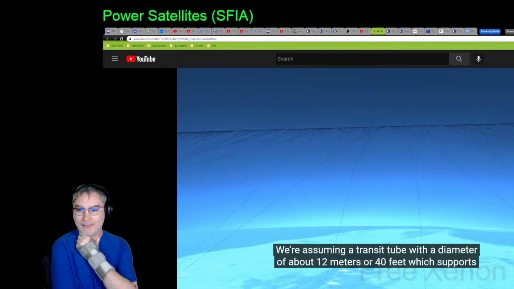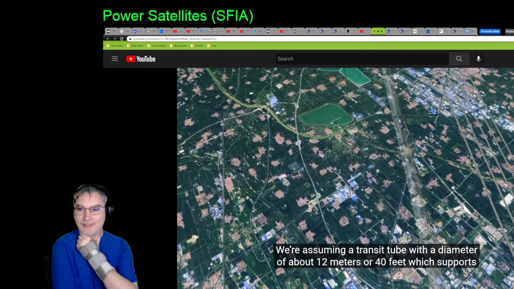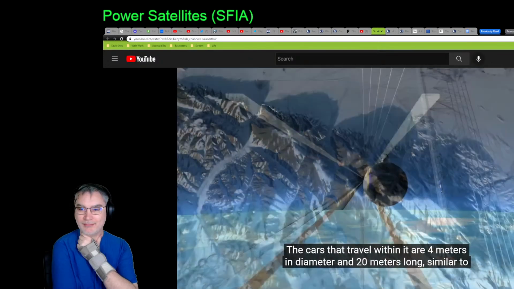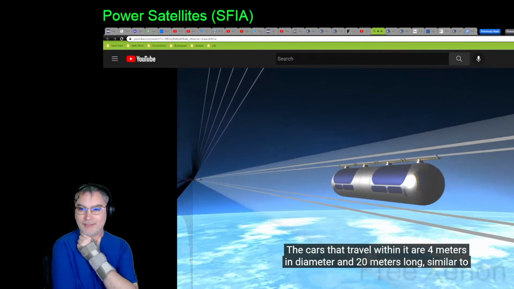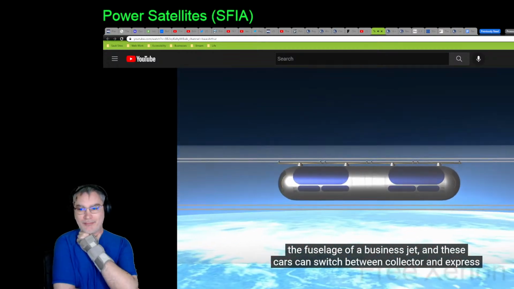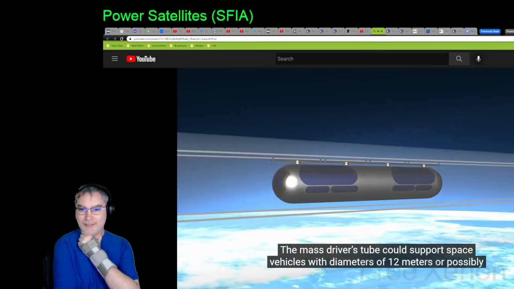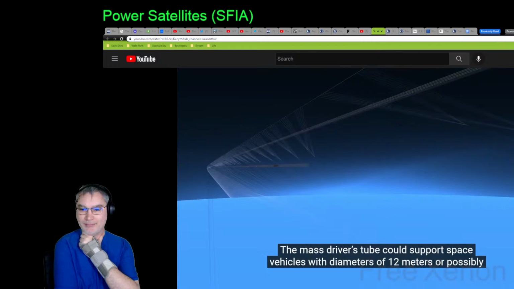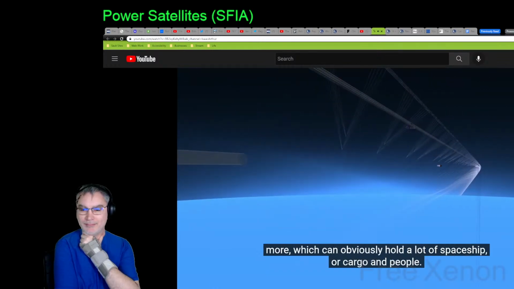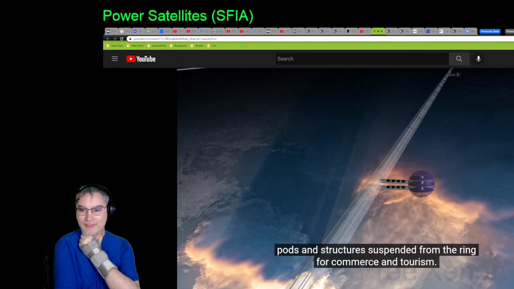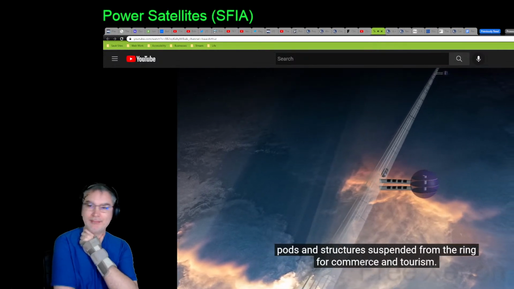We are assuming a transit tube with a diameter of about 12 meters or 40 feet which supports 4 lanes of traffic. The cars that travel within it are 4 meters in diameter and 20 meters long, similar to the fuselage of a business jet, and these cars can switch between collector and express lanes. The mass driver's tube could support space vehicles with diameters of 12 meters or possibly more, which can obviously hold a lot of spaceship or cargo and people. More strength helps, but the current model already assumes you could have lots of observation pods and structures suspended from the ring for commerce and tourism.